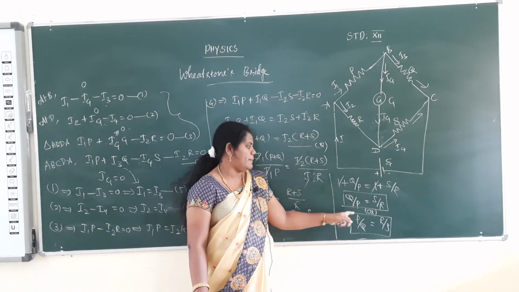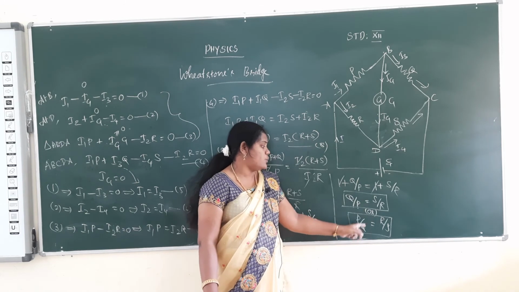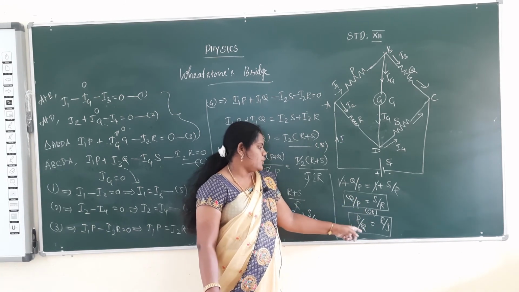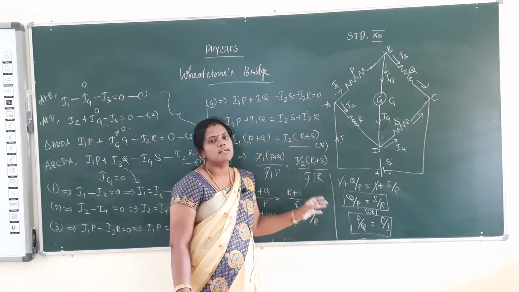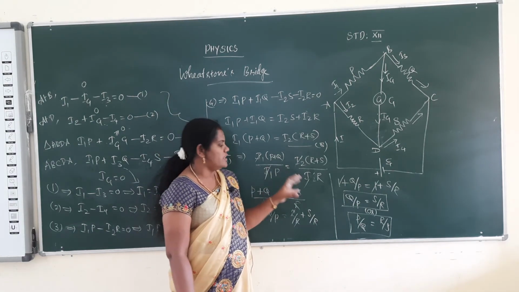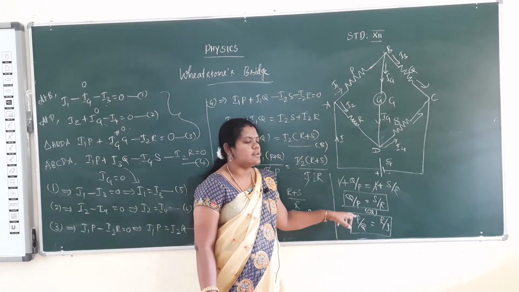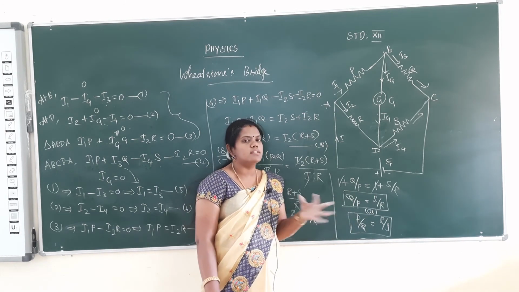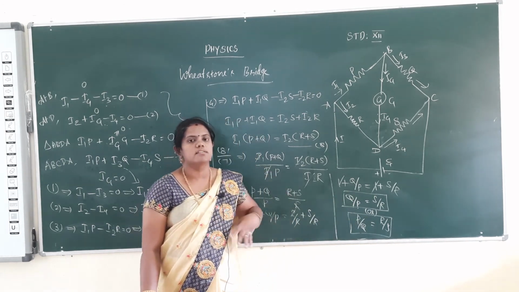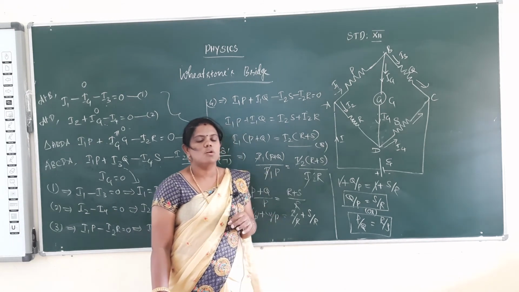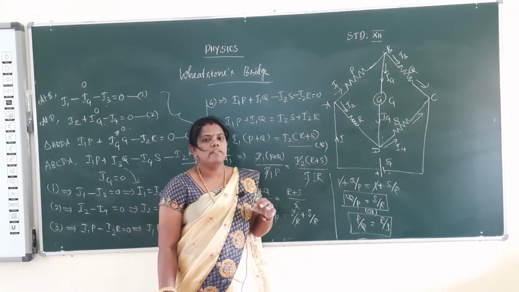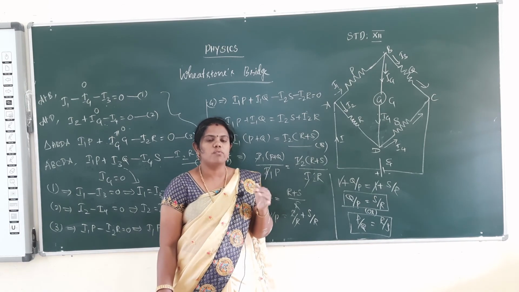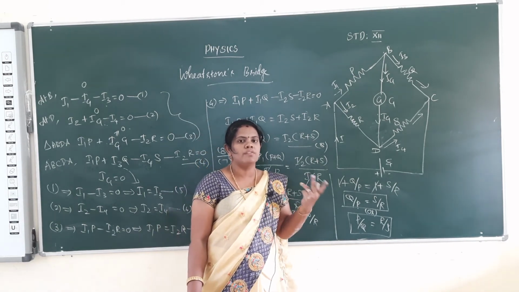Taking the reciprocal, P by Q is equal to R by S. So this is the Wheatstone bridge condition. Knowing the resistance Q or S, we can easily find out the resistance P. Knowing three resistances, we can easily find out the fourth resistance. So the Wheatstone bridge is completely based on the Kirchhoff rules, and it is used to easily find unknown resistance values.